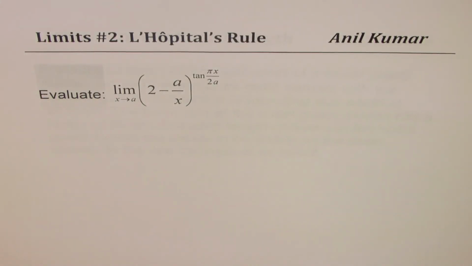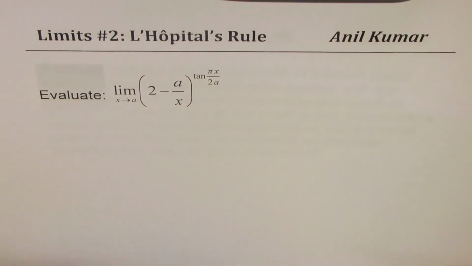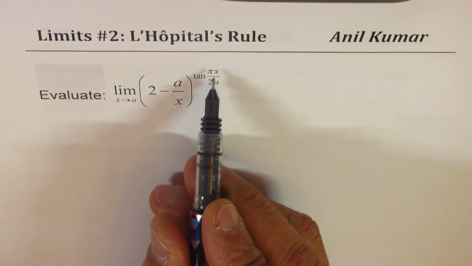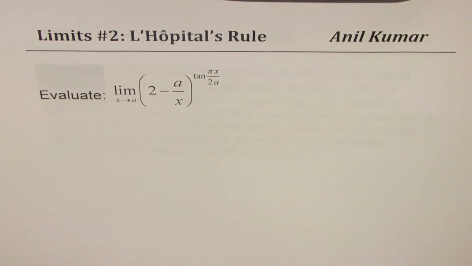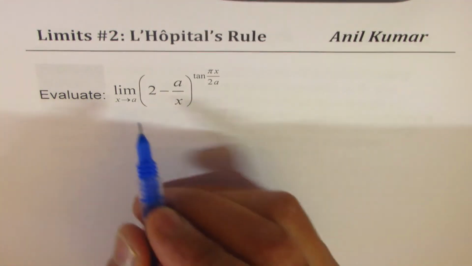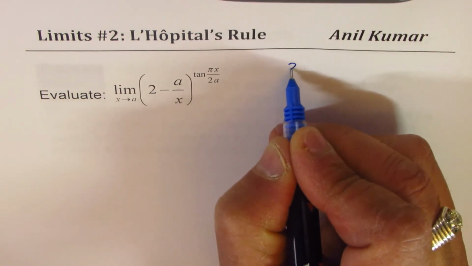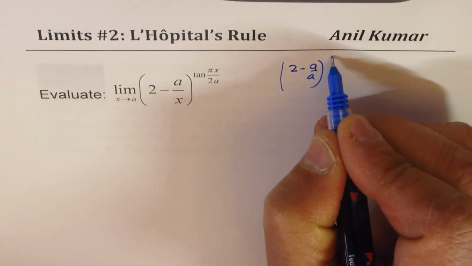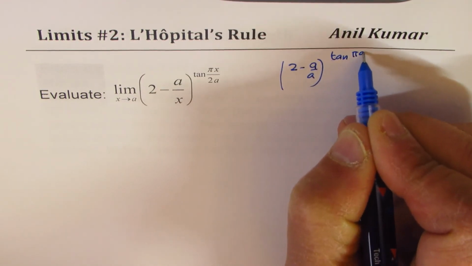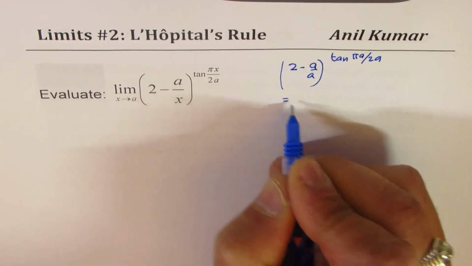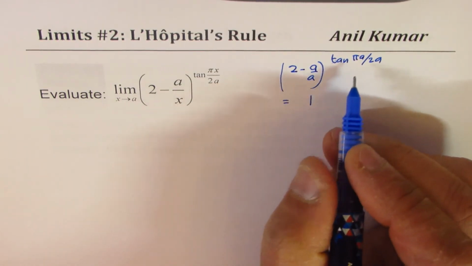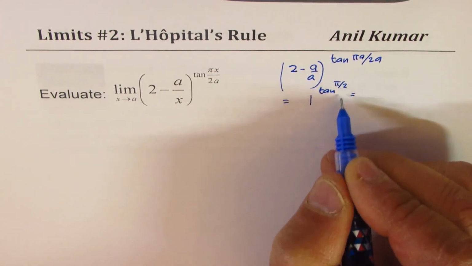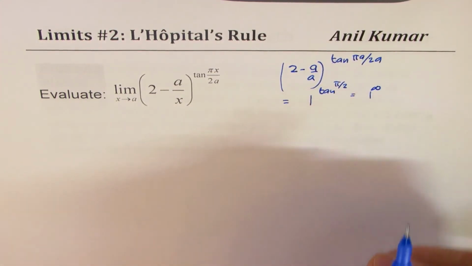We have a limit when x approaches a for (2 minus a over x) to the power of tan(pi x over 2a). Now in this particular case, if I substitute a here, I get (2 minus a over a), which is 1, to the power of tan(pi a over 2a), right? Which is same as 1 to the power of tan of pi by 2, which is infinitely large. So it is 1 to the power of infinity.